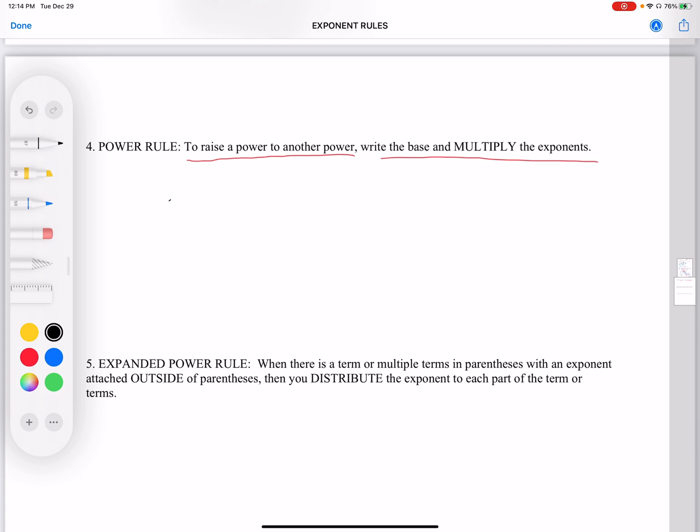Let's say I've got 5 to the third. Okay. Remember, the exponent is my power. If I raise 5 to the third to another power, meaning I'm going to have to put parentheses in there, and then add another exponent, let's say in this case I do 4. Okay, this says 5 to the third raised to the fourth power.